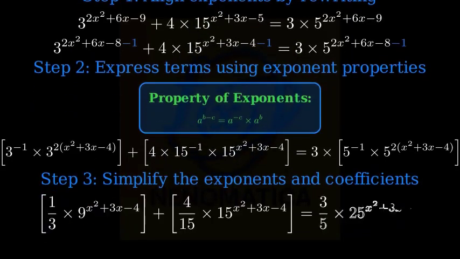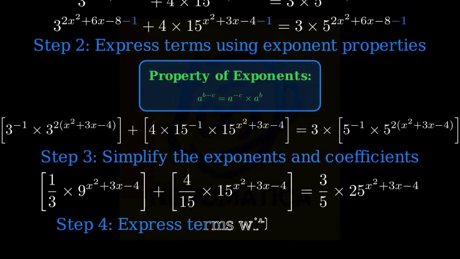3 to the power of negative 1 is 1/3. 3 squared is 9. So 3 to the power of 2 times the expression becomes 9 to the power of that expression. Similarly, for the other terms, 15 to the power of negative 1 is 1/15, and 5 to the power of 2 is 25.